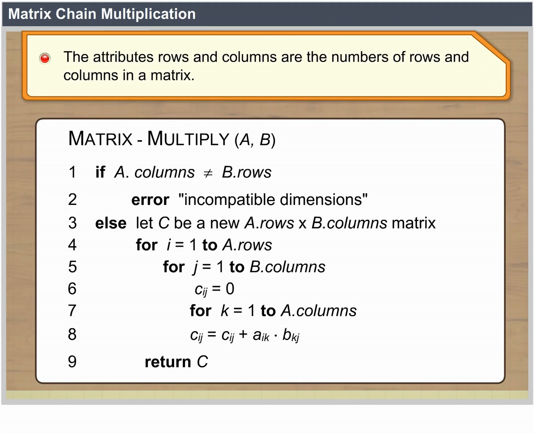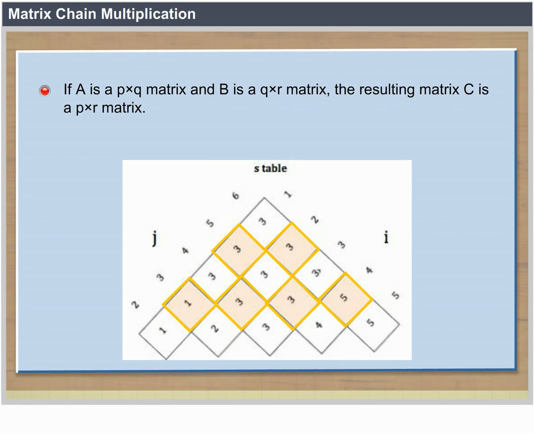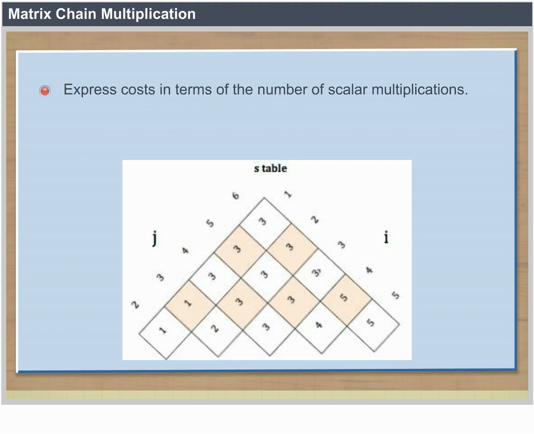We can multiply two matrices A and B only if they are compatible. The number of columns of A must equal the number of rows of B. If A is a P by Q matrix and B is a Q by R matrix, the resulting matrix C is a P by R matrix. The time to compute C is dominated by the number of scalar multiplications in line 8, which is P, Q, R. Express costs in terms of the number of scalar multiplications.